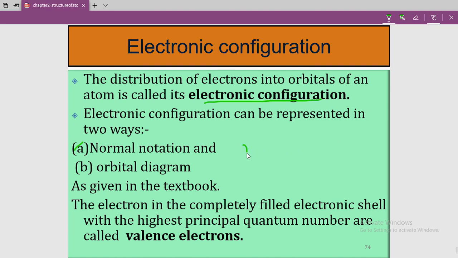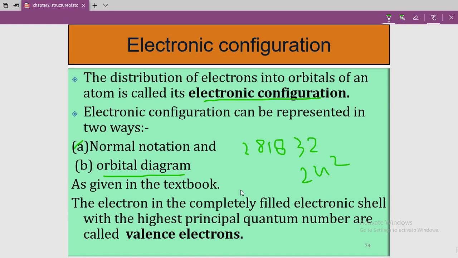distribute 2, 8, 8, 18, 32. This way, applying the 2n square rule of Pauli. Next, with the orbital diagram also. Okay.